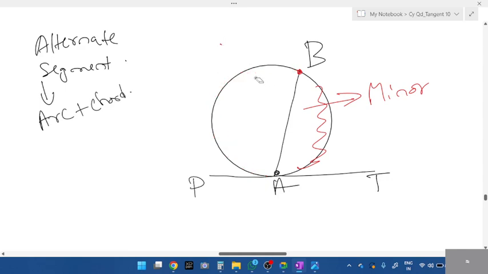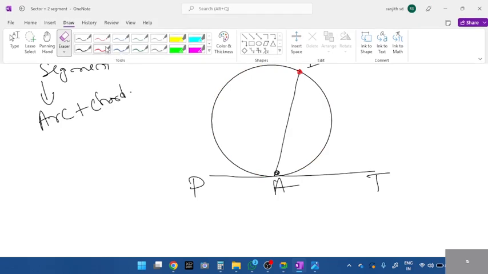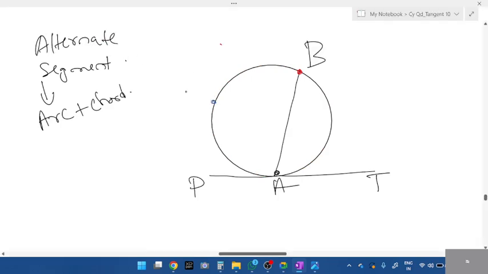Now, I'll take 2 points. One point I'll name as C, the other point I'll name as D, and I'll join them like this. Okay, what kind of quadrilateral is this? It's a cyclic quadrilateral.